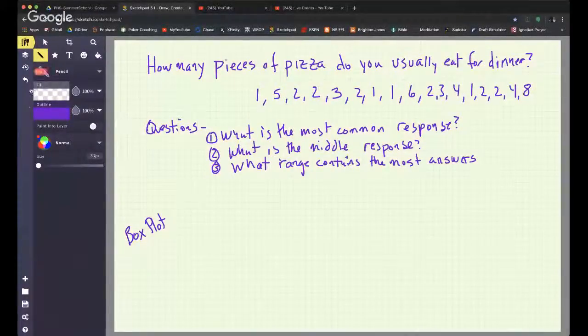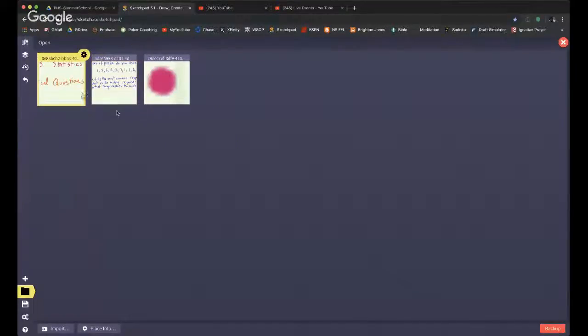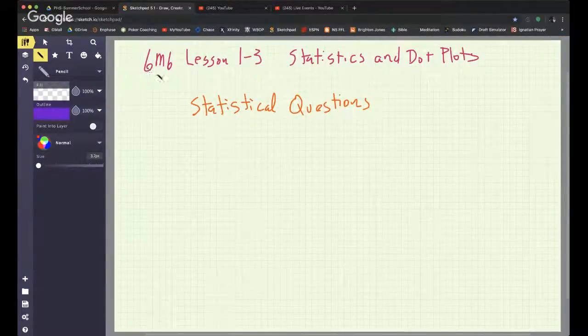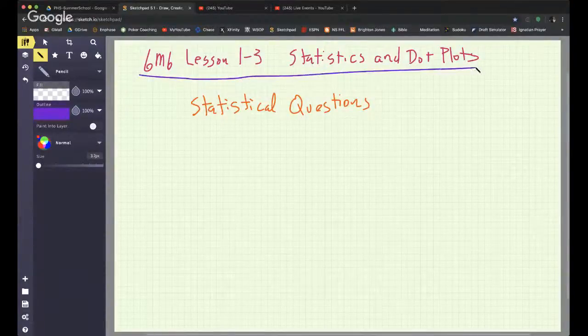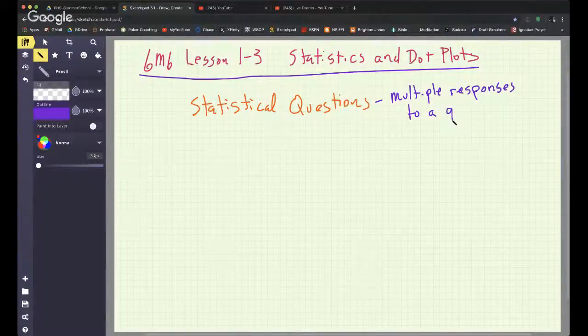Let's start. Well, we're not going to start here. This is on page 2. Let's go back to page 1. So again, we're talking about statistics and data plots. The question is, what are statistical questions? A statistical question is one that has multiple responses to a given question. So what does that mean? This isn't a perfect definition, but we're going to use it as a working definition.